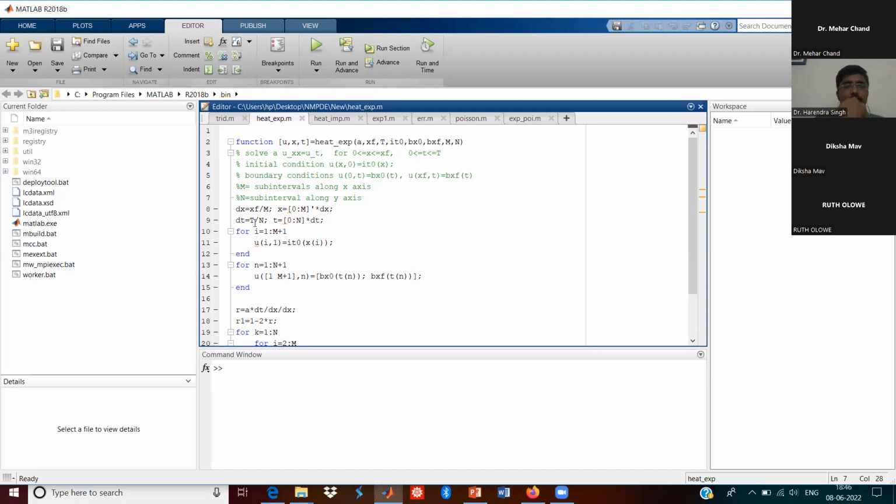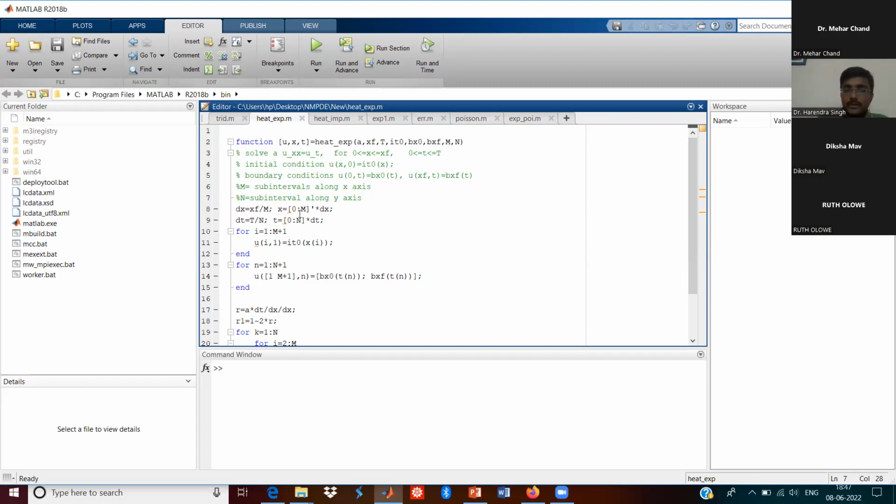Now dx equal to, which I have written as delta x. During the scheme I have written dx means delta x, that is dx equal to xf by m. I have already explained this during the numerical scheme. xf means the last boundary point. If the domain is 0 to 1 by 0 to 1, then xf equals 1. That is the last point along the x-axis.